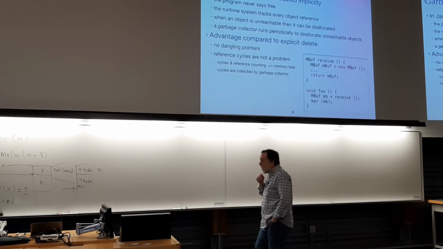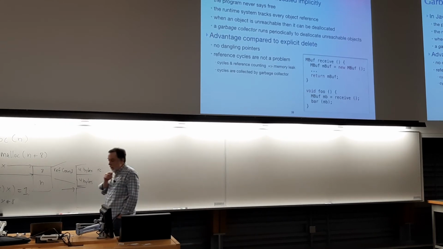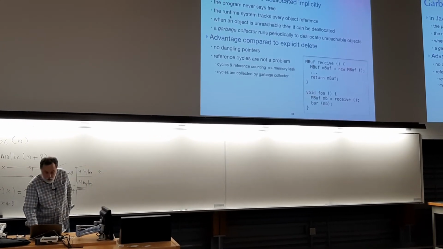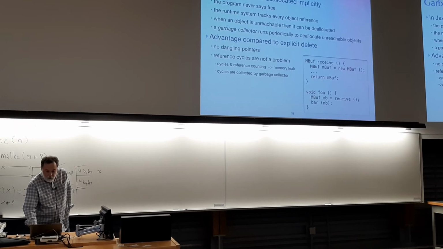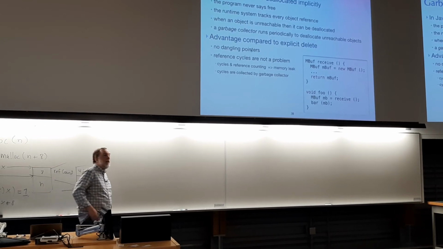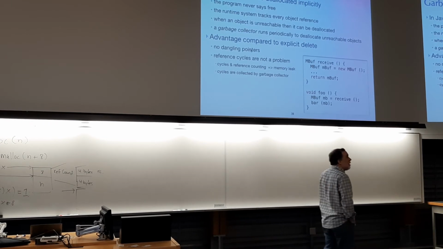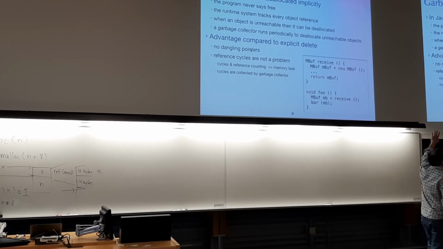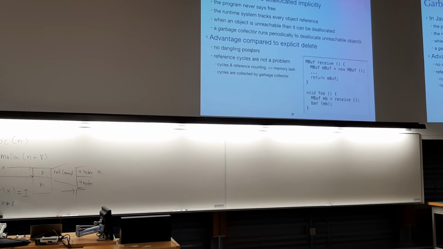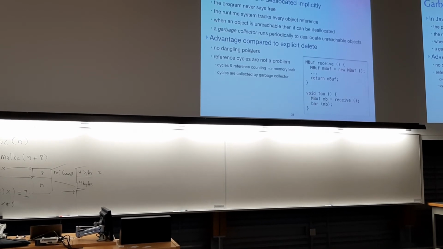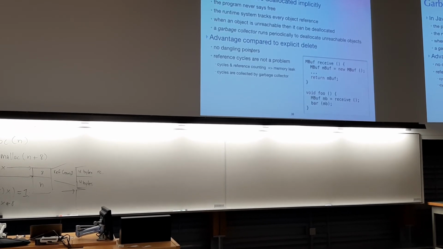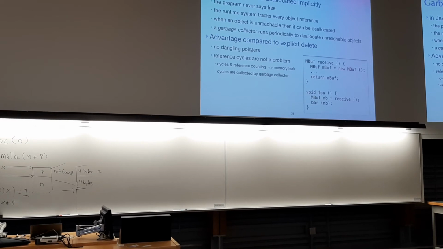Okay. So there are some advantages to garbage collection. One is that you can't possibly have dangling pointers. There's another one here which I'll just refer to briefly in a second, having to do with cycles. This is a potential problem with reference counting. But you can't have memory leaks in Java.